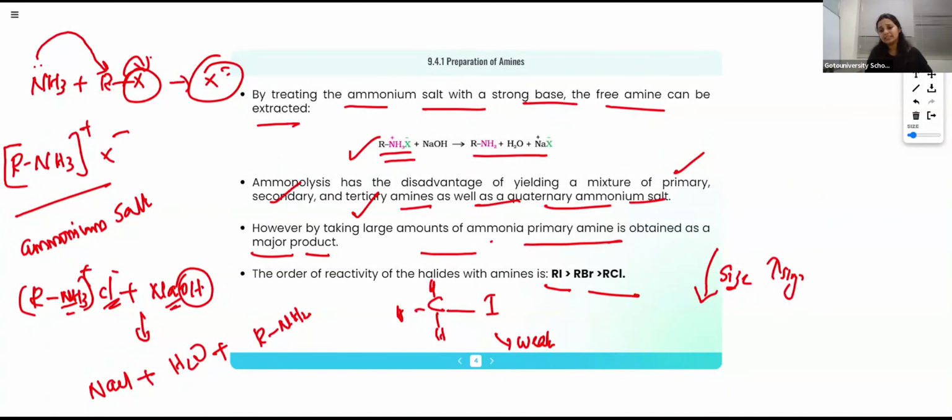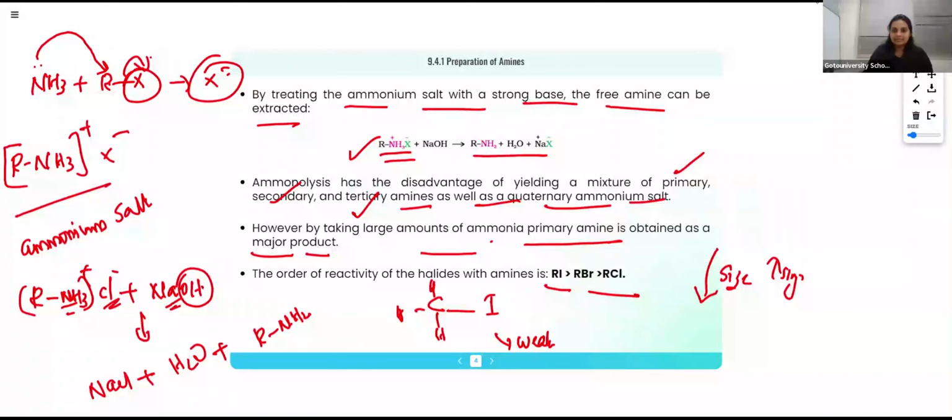Because iodine is bigger in size, because down the group halogen size is increasing. So iodine can form only weak bonds with the carbon. So it is easy to break the bond. If the bond is easy to break, the reaction will be faster. Like that you can memorize. This concept only, the theory only.